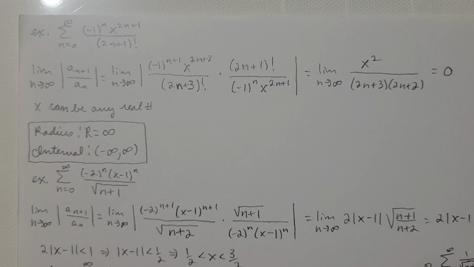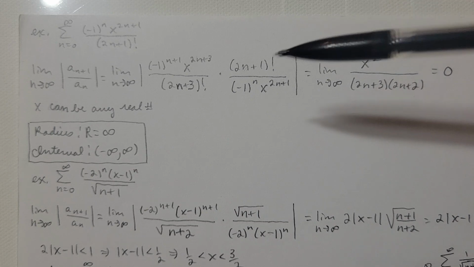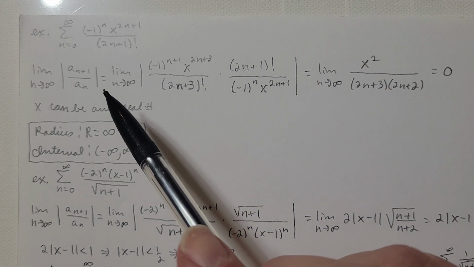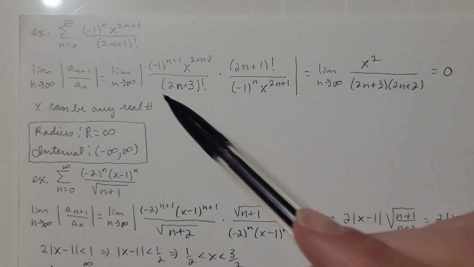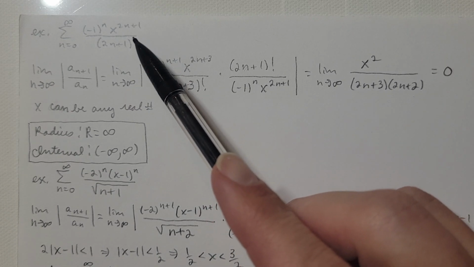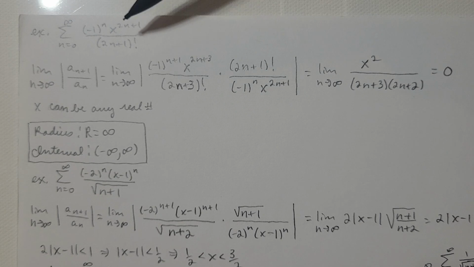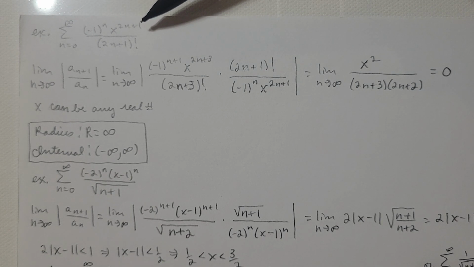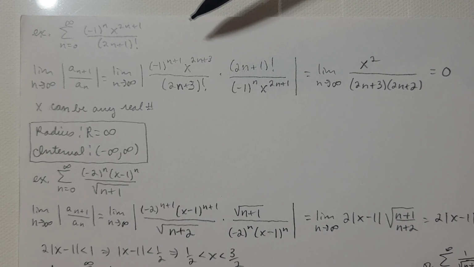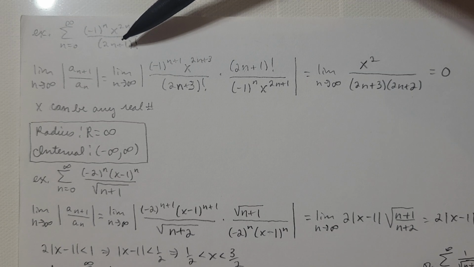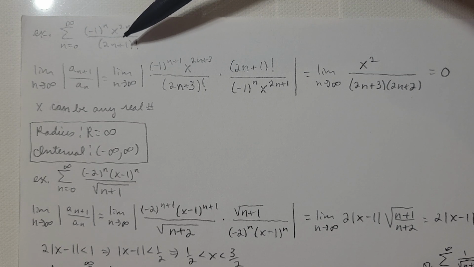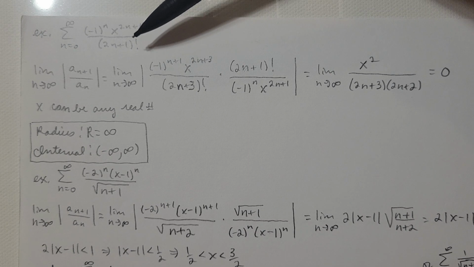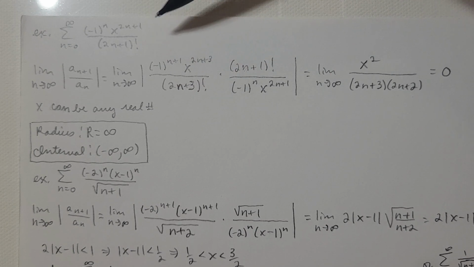Okay, so we're going to use the ratio test with this. And again, for a lot of these problems in this section, they're going to use the ratio test. So we have the limit as n approaches infinity of the absolute value of a sub n plus 1 divided by a sub n. A sub n plus 1, when I replace the n's with n plus 1's there, I got negative 1 to the n plus 1 times x to the 2n plus 1, that's 2n plus 2, plus 1 is 2n plus 3, divided by 2 times n plus 1 is 2n plus 2, plus 1 is 2n plus 3 factorial.